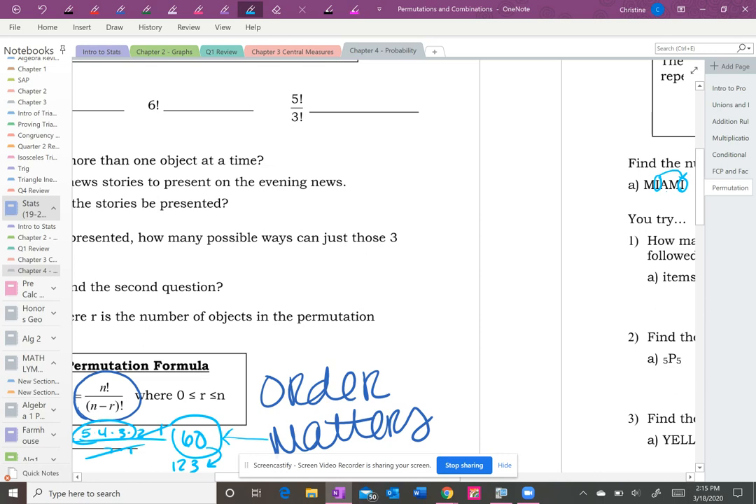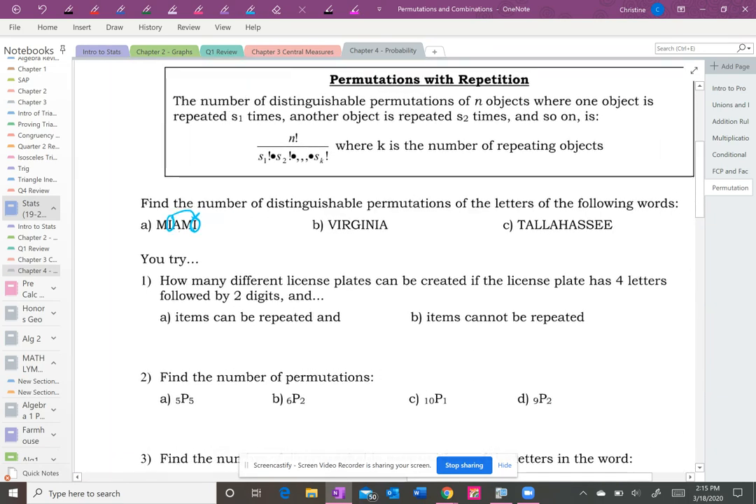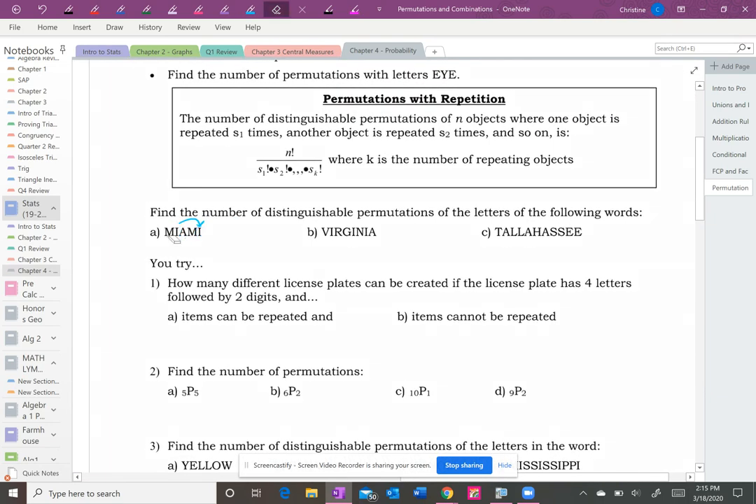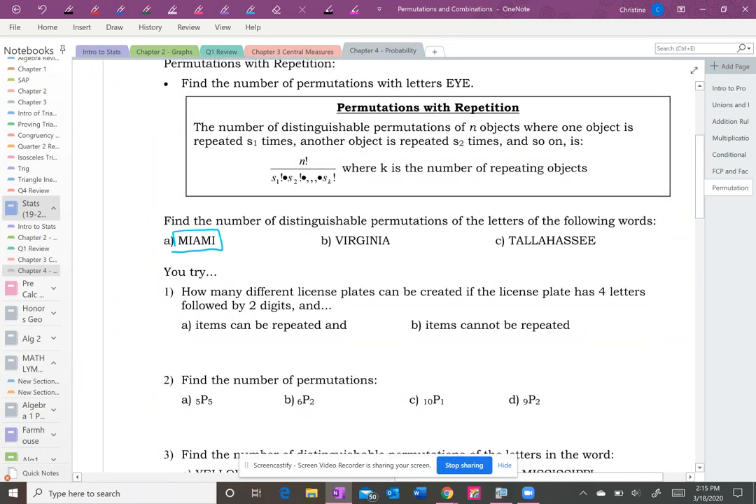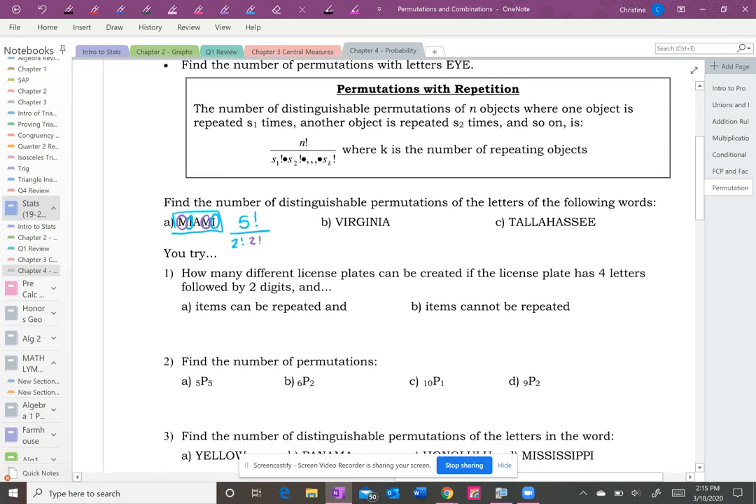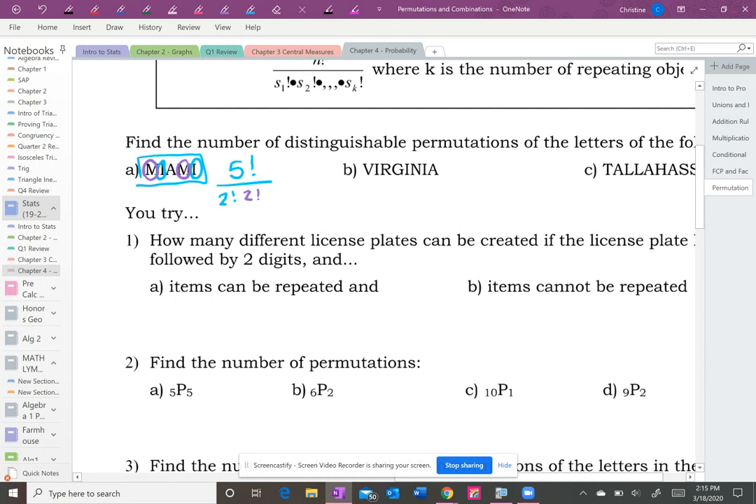If you are going to repeat letters, here is the formula. So how many letters total do you have to pick for Miami? Well, you have to pick 5 because there are 5 letters in Miami. And then you're going to divide by the number of times that a letter is repeated. So see how there's 2 I's? So you would do 2 factorial for those 2 I's, but you also have to do 2 factorial because there are 2 M's.